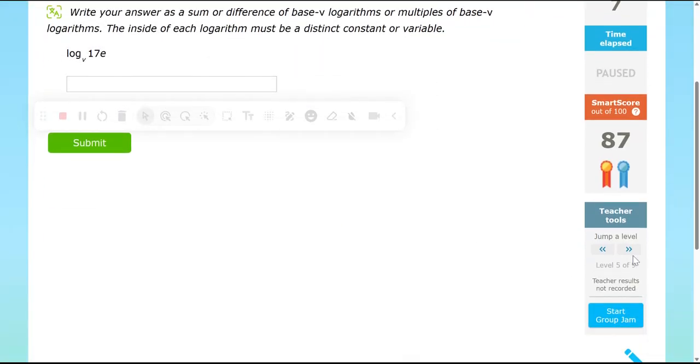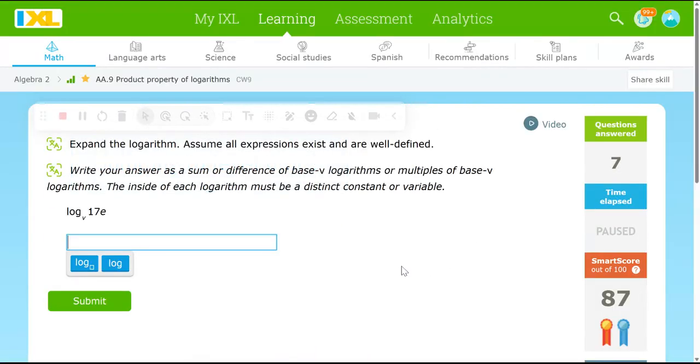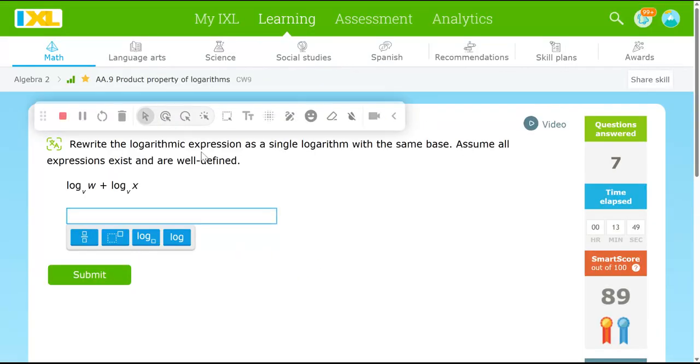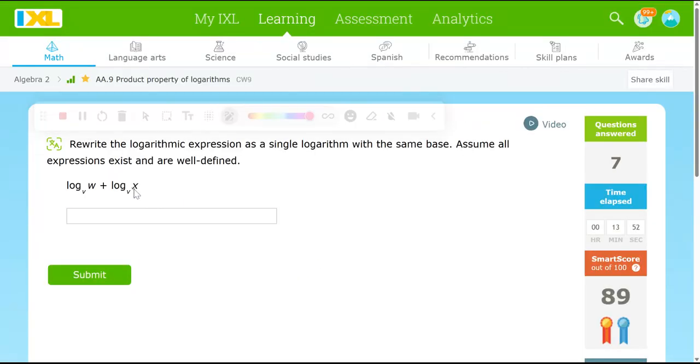Okay, we can go to the next level, level 6. Same thing over here. I would break this at this one over here. Since this is the plus sign, I can combine as one single log. Make sure it has base V, and then this is W and X, so I multiply W and X.